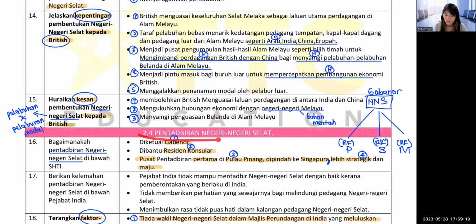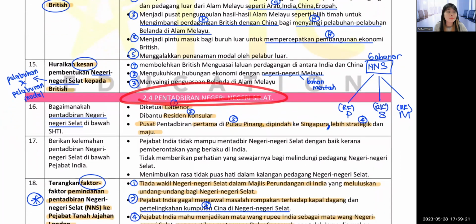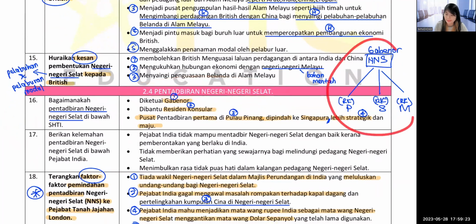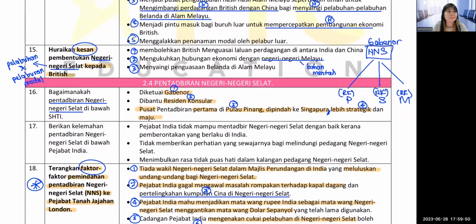And finally, our government administration, which looks like that. Diketuai Gabenor, dibantu Residen Konsular, pusat pentadbiran pertama is Penang, dipindah ke Singapura because lebih strategik dan maju. So if they ask you about pentadbiran negeri-negeri Selat, 1, 2, 3, 4. Usually this one is objective lah. They will give you the table and then they will ask you X is what or X is what, like that. Take note lah.